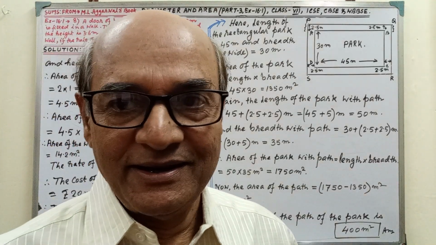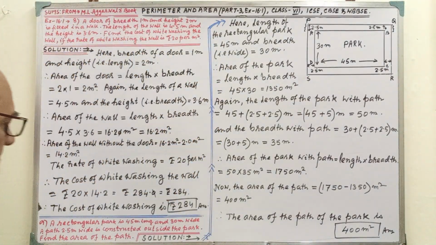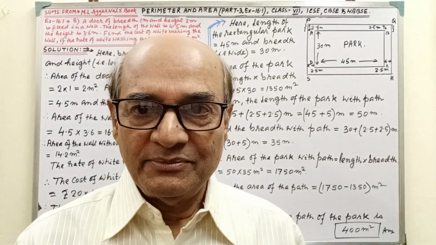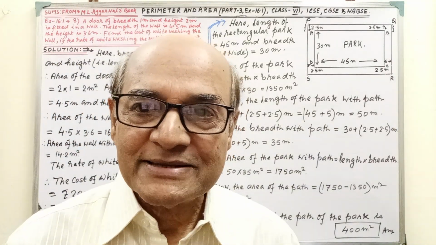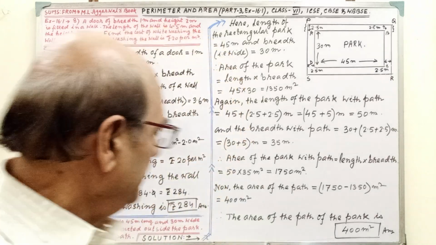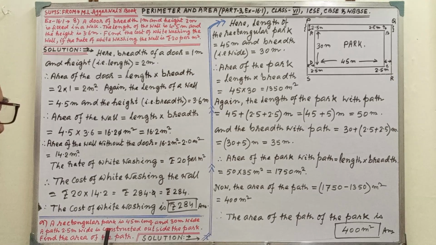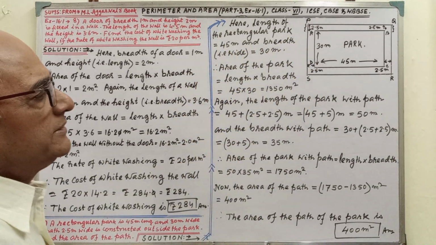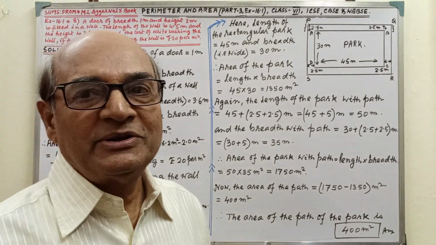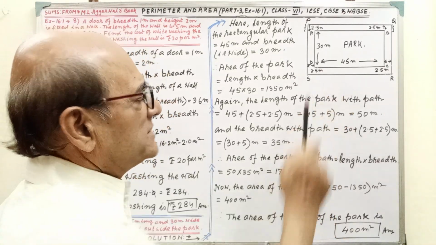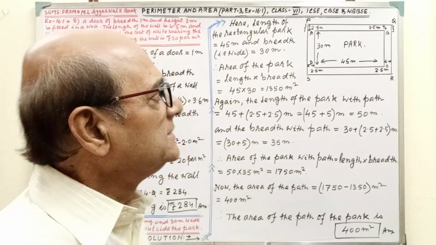I think it is clear. Next sum. Here also you have to read the sum and understand clearly what is given and what is required. The rectangular park diagram I have drawn here, but a diagram is not mandatory. For the sake of explanation I have done this, and you may also draw the diagram.